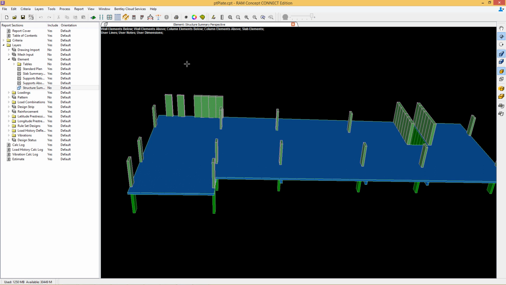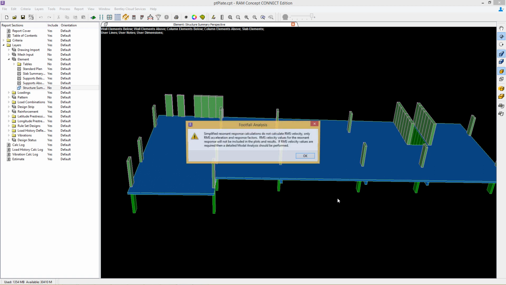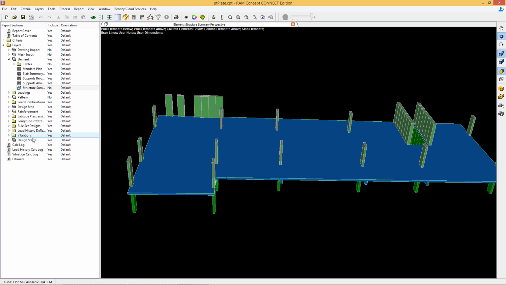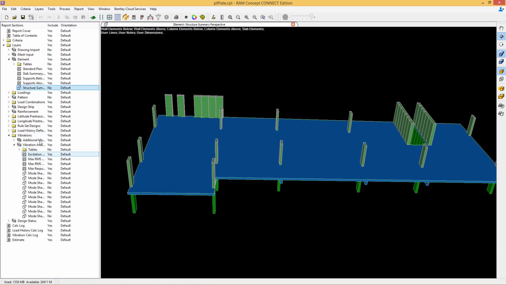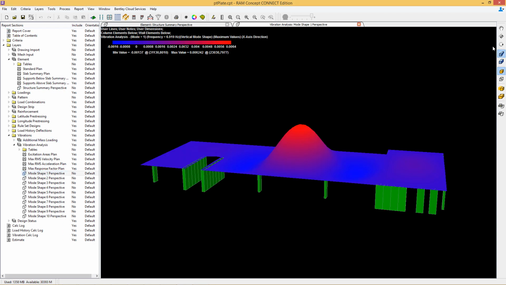All we have to do is click the Calc Vibration Analysis button on the toolbar, and RAM Concept will start the analysis. And the first thing it's going to do is solve for the frequencies and mode shapes, and again that uses the eigenproblem, where the eigenvalues represent the frequencies and the eigenvectors represent the mode shapes. So once that's finished, we're able to go to the vibrations folder, and we can look at some of the mode shapes that were calculated.